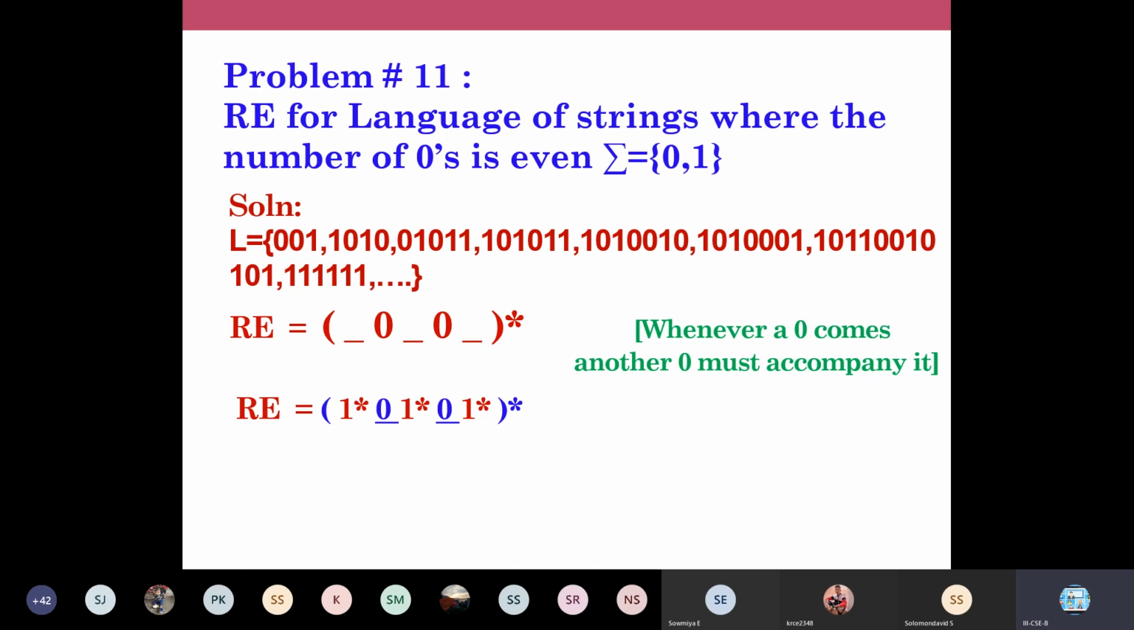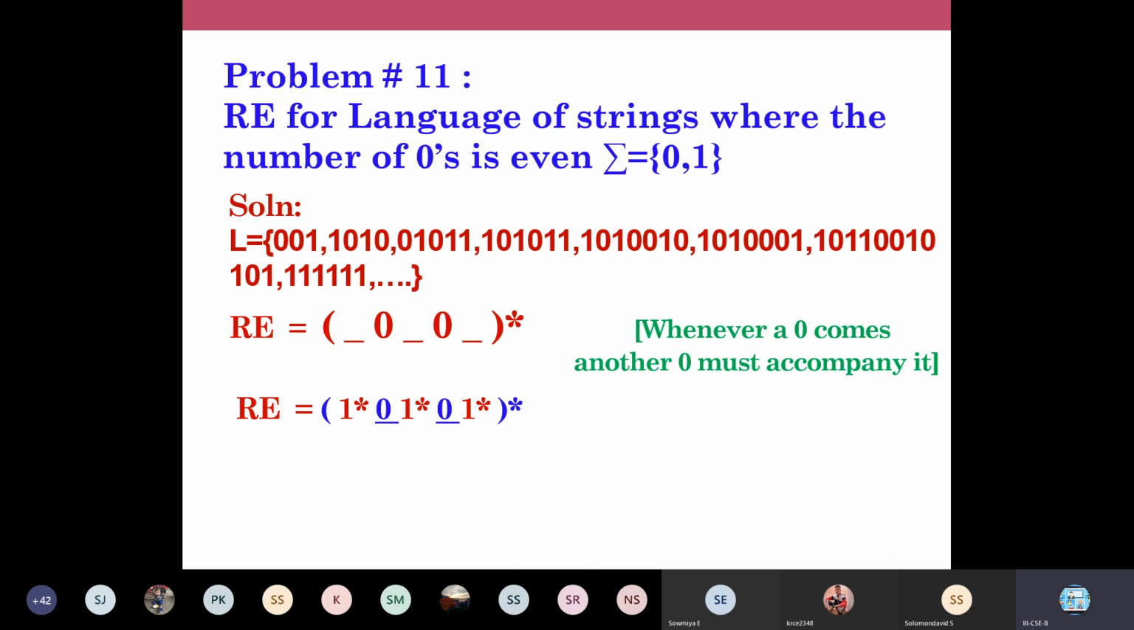One more thing to note down here: the number of ones is not defined. The condition on the number of ones is not defined, but the input alphabet is given as 0 and 1. So it means that you can have any number of ones anywhere. There is no constraint on the number of ones, and the ones can be either in the beginning or in the end or in the middle, anywhere.